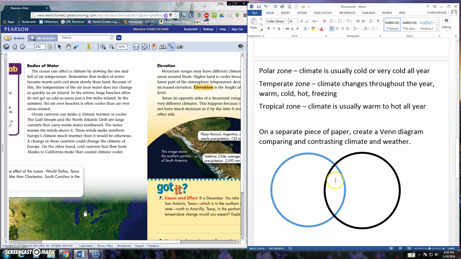Anything they have in common should go in the middle. They do have things in common. I can think of several that climate and weather have in common. But then there's things that are totally different from climate and weather. You can use your book. You can use your notes.